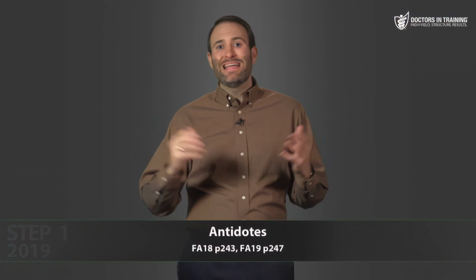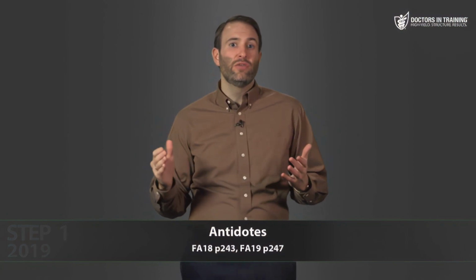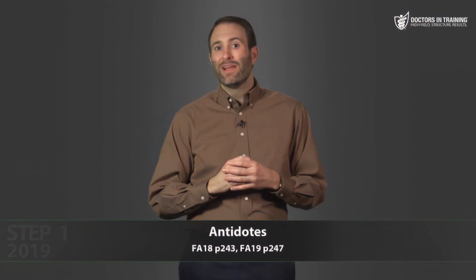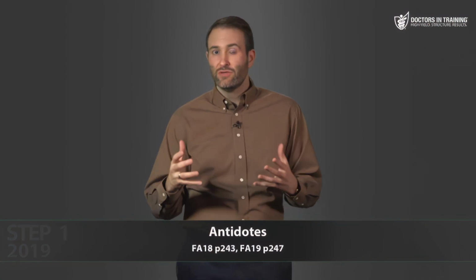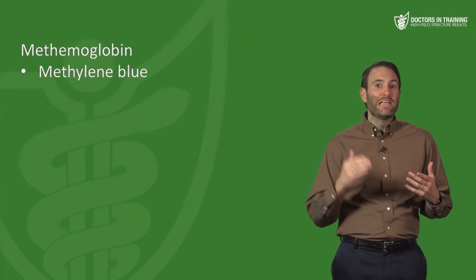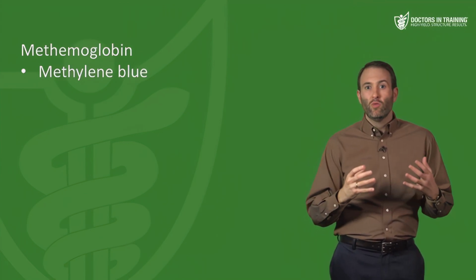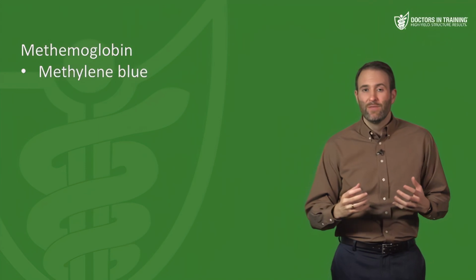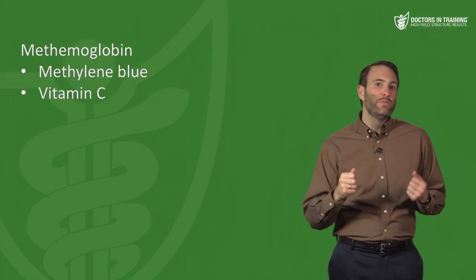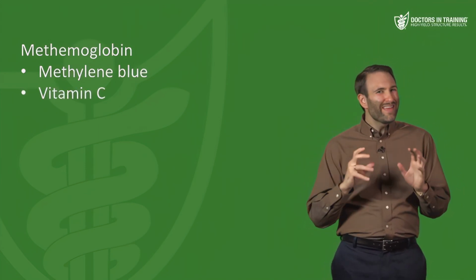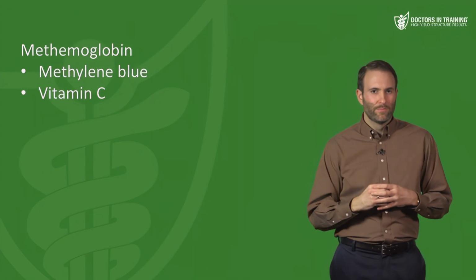All right, so next is methemoglobin. Remember that methemoglobin leads to a decreased ability of the red blood cells to release oxygen to the tissues. Now the antidote here is methylene blue, and methylene blue restores the iron in hemoglobin to its normal reduced, oxygen-carrying state. The other thing that you might see is vitamin C being used, and vitamin C can be helpful, but it's not that helpful in acute toxicity.